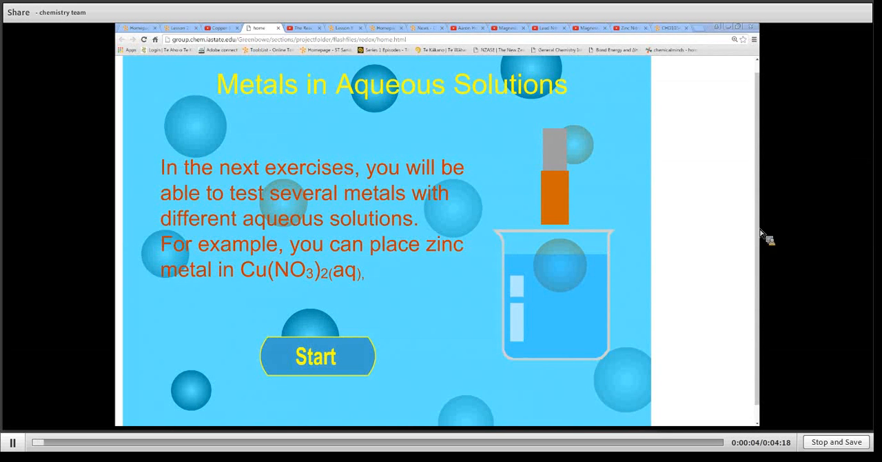Kia ora and welcome to this quick overview of this flash animation by Greenbowe. If you just Google Greenbowe and look for redox, you should get something like this.